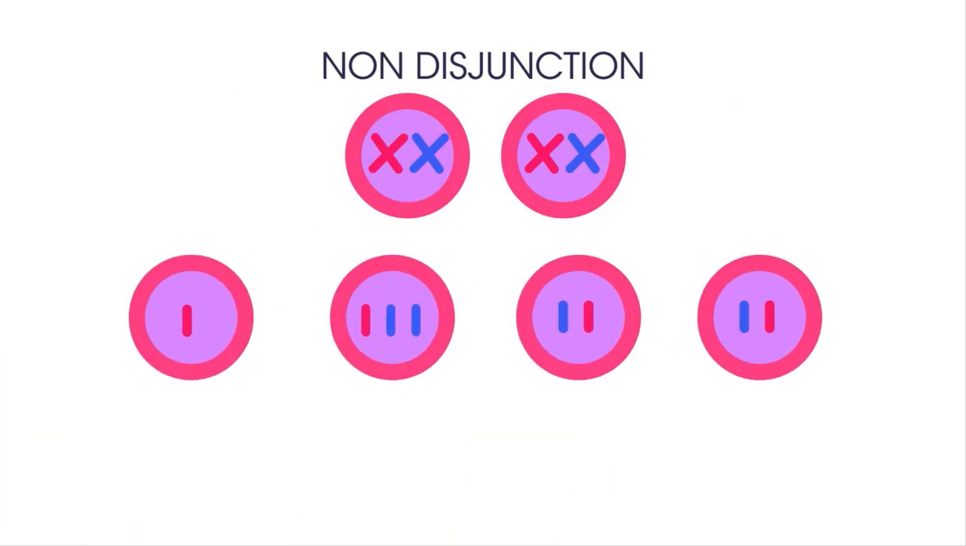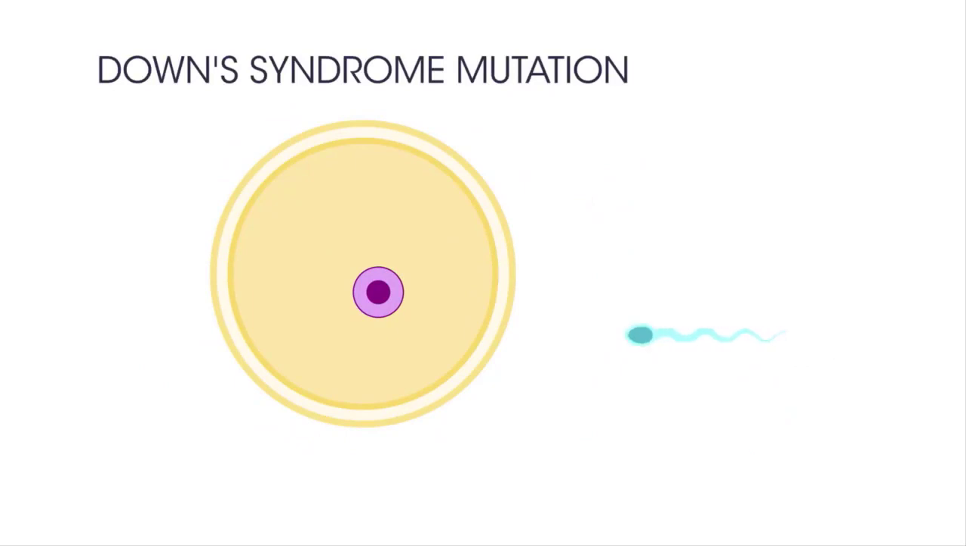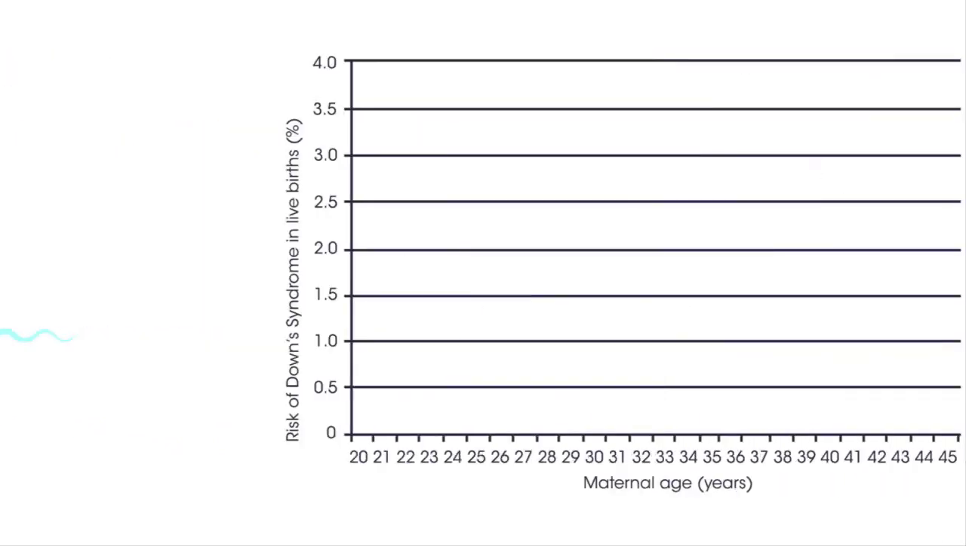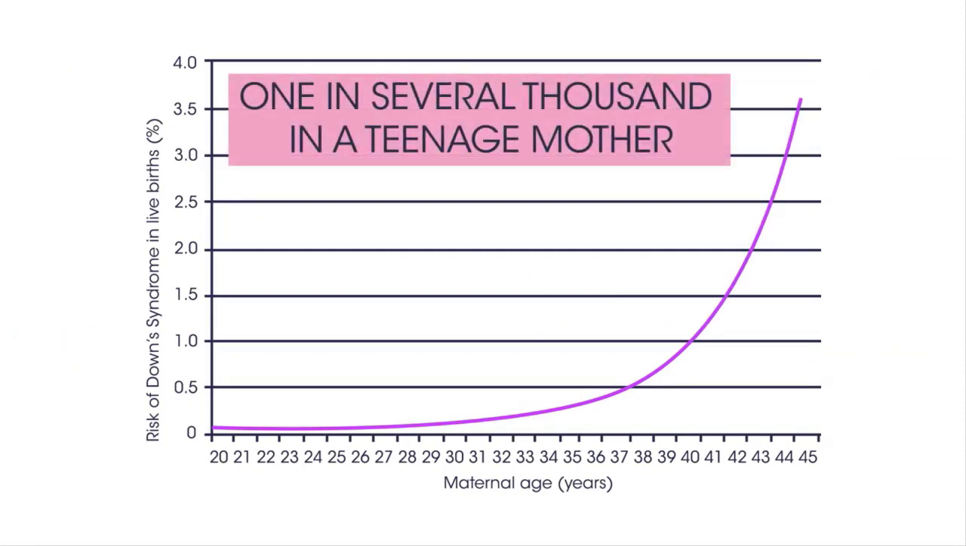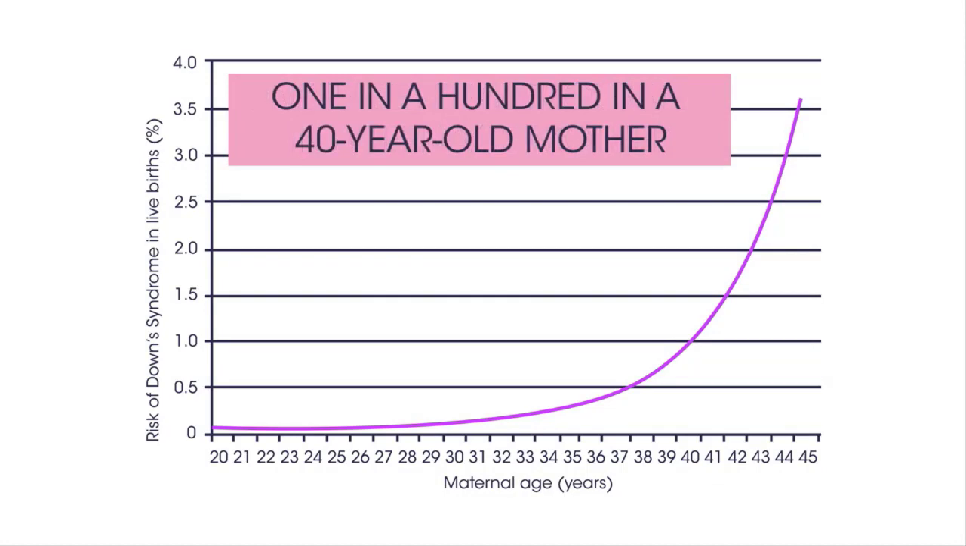He now has 2. Non-disjunction does occur with other chromosomes, but these usually result in miscarriage. This is less likely to happen with a 21st chromosome because it is relatively small. The Down syndrome mutation appears to occur in the production of ova rather than sperm, and its incidence increases with the age of the mother. The chance increases from approximately 1 in several thousand in a teenage mother to 1 in 100 in a 40-year-old mother.